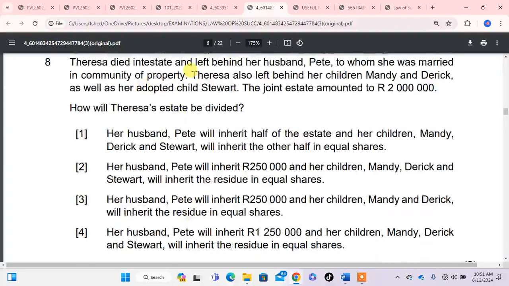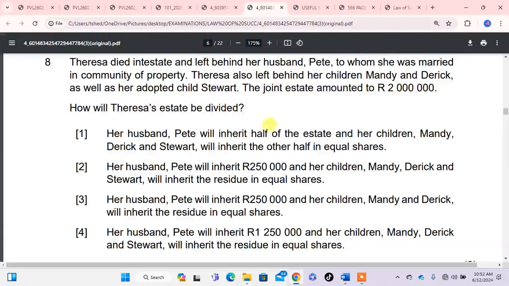Teresa died intestate and left behind her husband Peter, to whom she was married in community of property. Teresa also left behind her children Mandy and Derek, as well as her adopted child Stewart. The joint estate amounted to 2 million. How will Teresa's estate be divided?